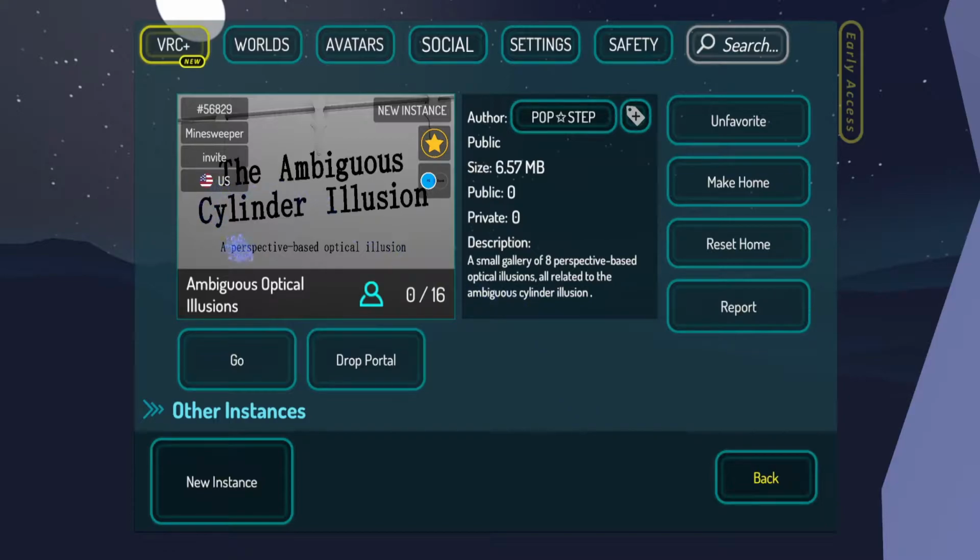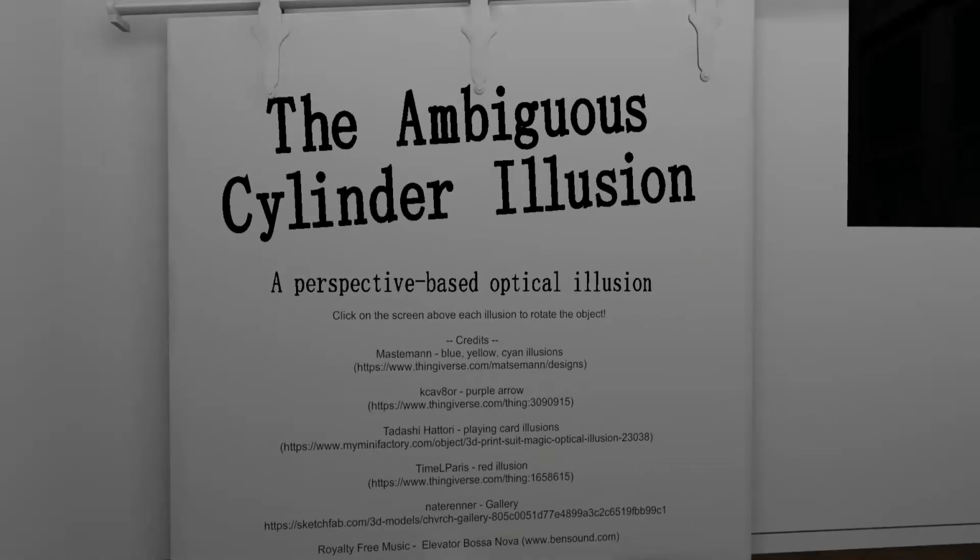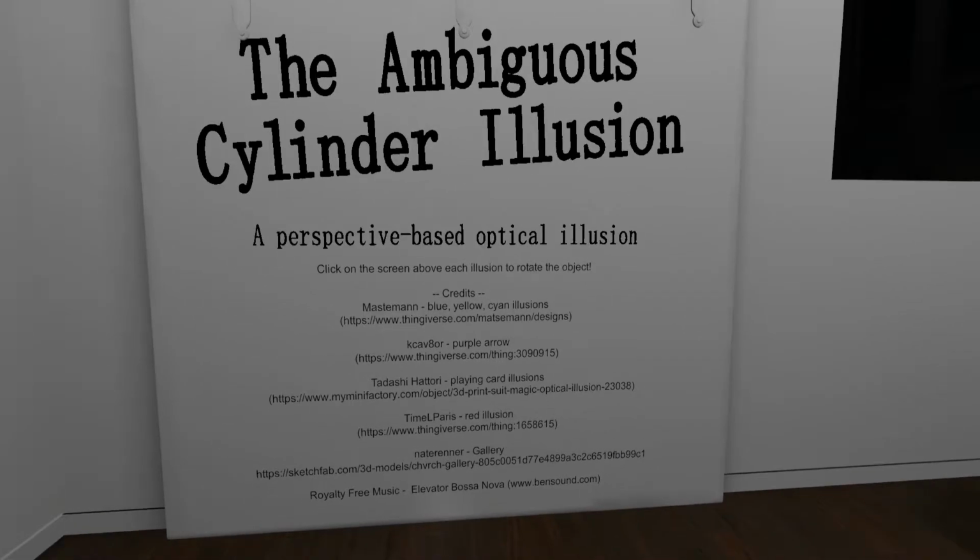called Ambiguous Optical Illusions, also known as the Ambiguous Cylinder Illusion, by Popstep. So here we are in the world, and immediately you're greeted with the title and sort of a description of what it is, but mostly it's credits.